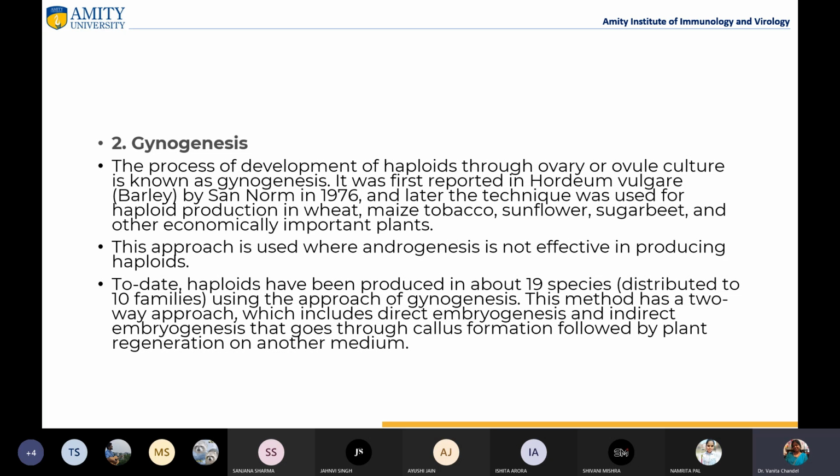Then we have gynogenesis. Again, as the name suggests, here haploid plants are developed through ovary or ovule culture, known as gynogenesis. This approach is used where androgenesis is not very effective in producing haploid plants. Usually, they prefer the pollen grains, but in those plants where that technique cannot be used, this can be used. So this has been used to produce haploids in about 19 species.